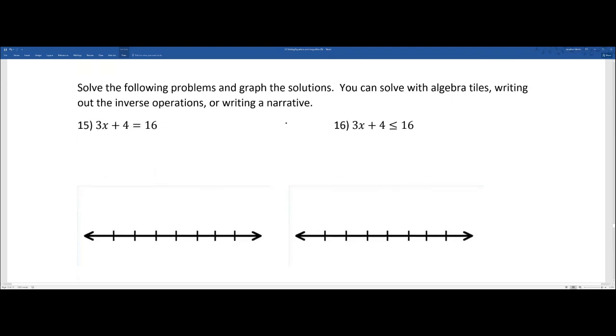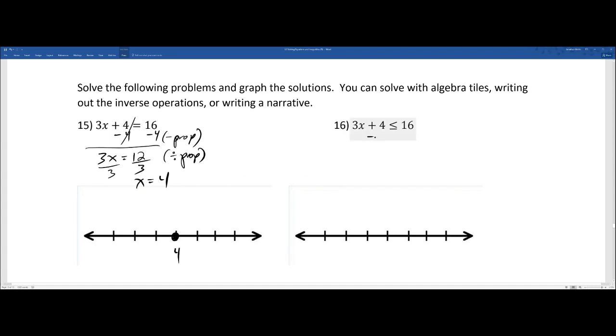So if we solve for the following here, we have to subtract the 4 from both sides using the subtraction property of equality. These cancel out. You have 3x equals 12. We'll use the division property of equality, divide by 3 on both sides, and x equals 4. So if I was to plot that, say this was 4, that would be the graph for that situation.